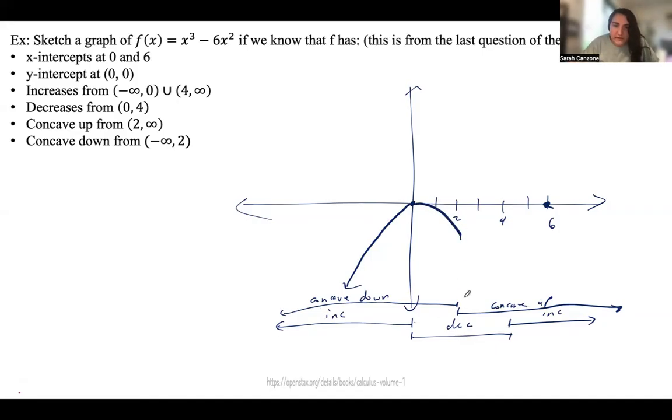Starting at 2, we are going to be still decreasing, but concave up. And then the next change is right here at 4. So decreasing concave up will look like this. And then we're going to be increasing concave up forever. And we know we have to hit this point. So we go up, hit this point, go up forever. And this is what our function is going to look like.